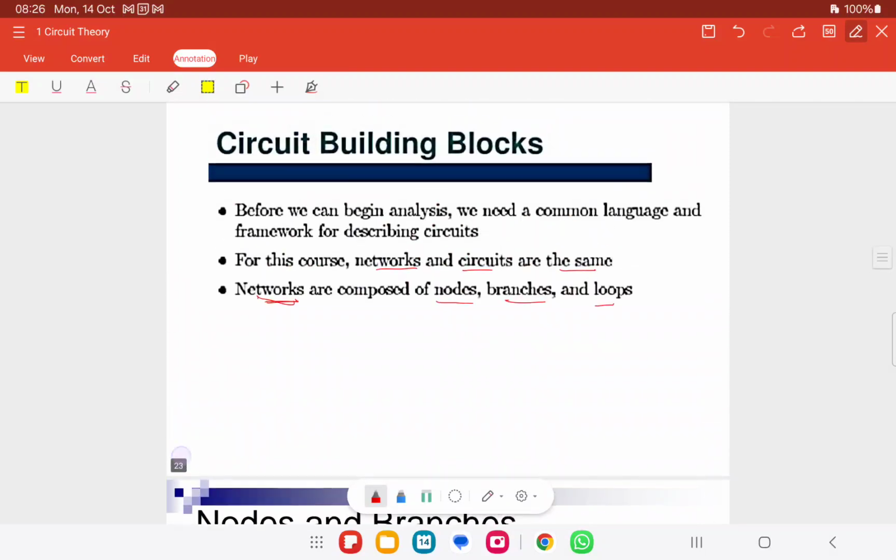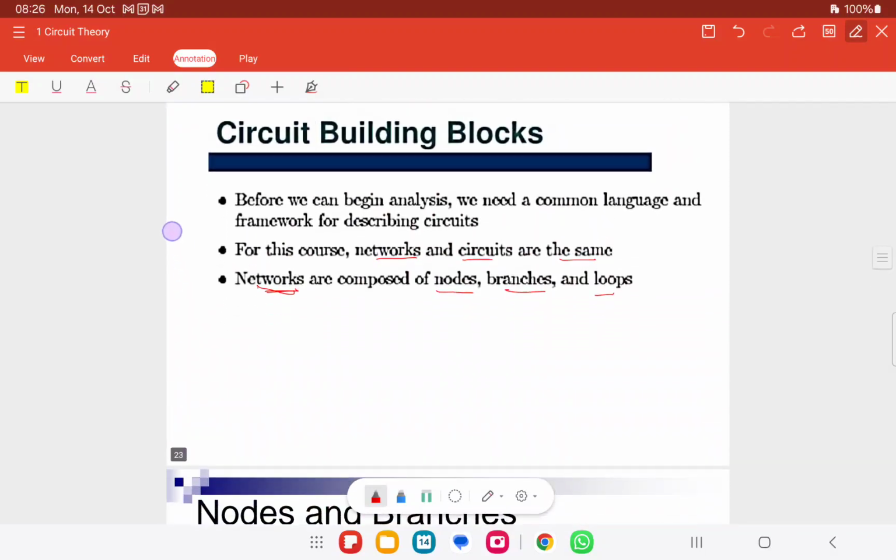Okay, so we go for network and circuit. Basically, a circuit is a specific closed electrical path designed for a particular purpose. What we want to measure, what is the analysis. And a network is a broader term that describes interconnection of electrical components or devices to perform multiple functions.